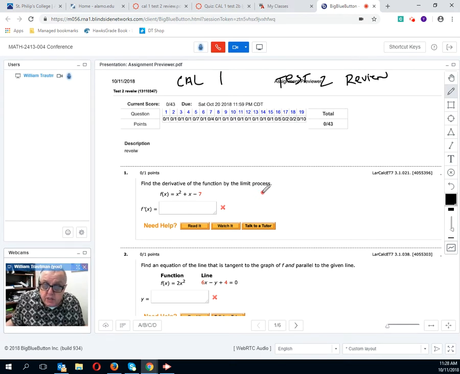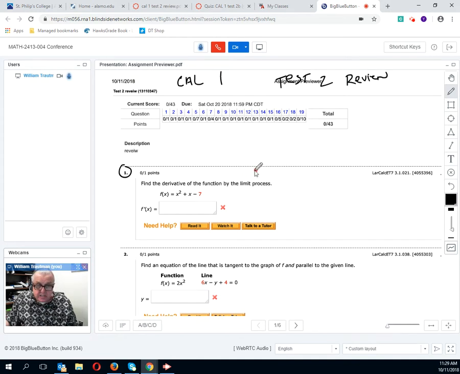This first one here, you have to know how to do this. I'm not going to actually do it, but this is find the derivative of the function by the limit process. If you're not sure what the limit process is, we had it on the first test. That's why I'm not going to do it. We already did the limit process. The limit when the change of x approaches zero. So the limit process for taking the derivative is very similar. The change of x approaches zero. So take a look at that.